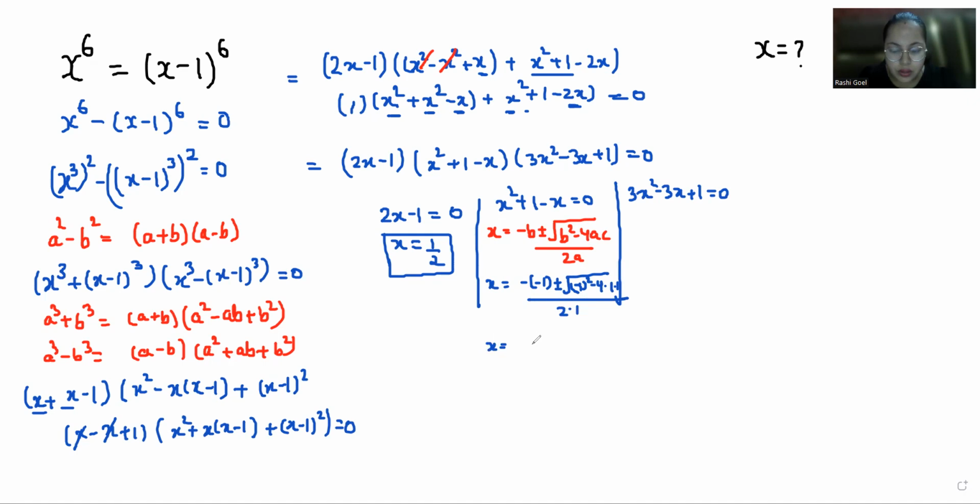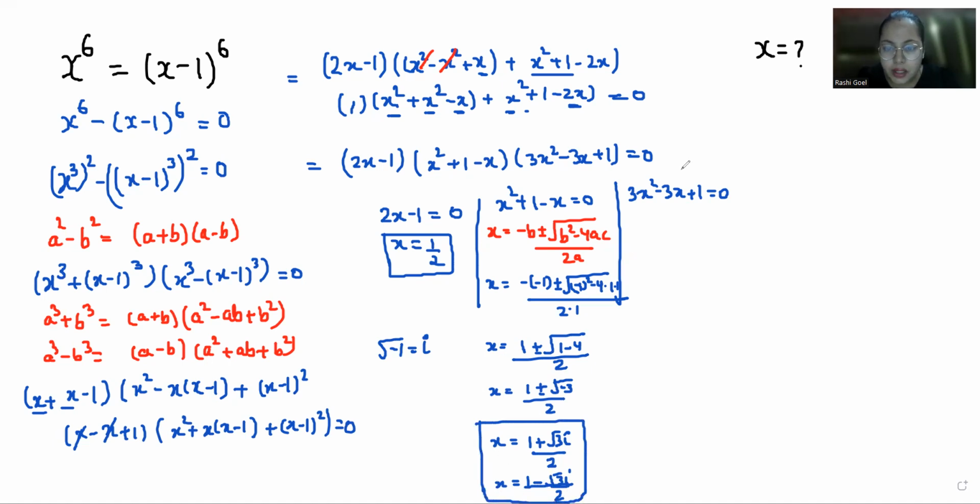So x is equal to 1 plus minus under root 1 minus 4 by 2. So x is equal to 1 plus minus under root negative 3 by 2. Square root of negative 1 we can replace with iota. So the values of x are (1 plus root 3 iota) by 2 and (1 minus root 3 iota) by 2.